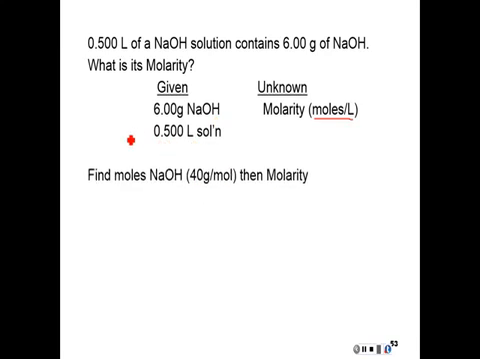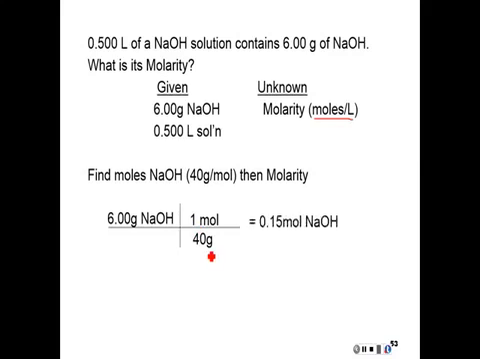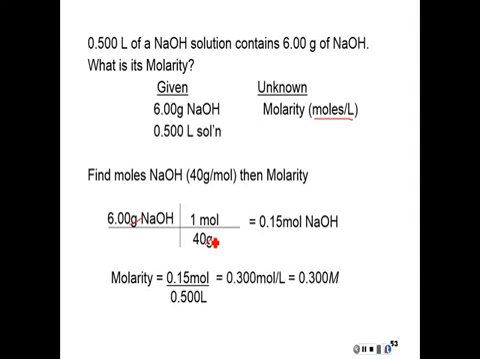So the molar mass of NaOH is 40. So that's sodium plus oxygen plus hydrogen. And then we get the molarity. So to get the moles, I'm going to take my given information and multiply by 1 mole over 40 grams. That's going to give me 0.15 moles of sodium hydroxide. Now the grams would cancel out. And then I'm going to take my 0.15 moles of sodium hydroxide and divide it by my liters, and I get 0.300 moles per liter. Or I can write it as 0.300 capital M. And that's how you find the molarity.